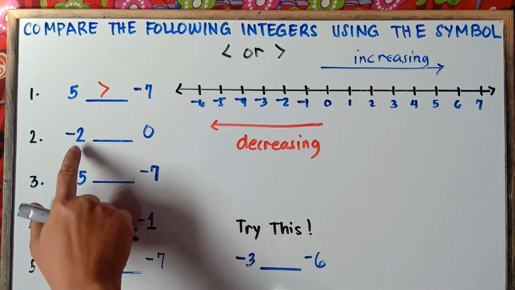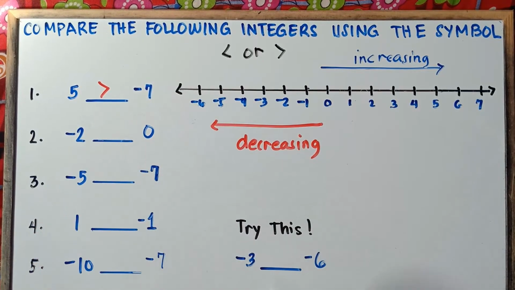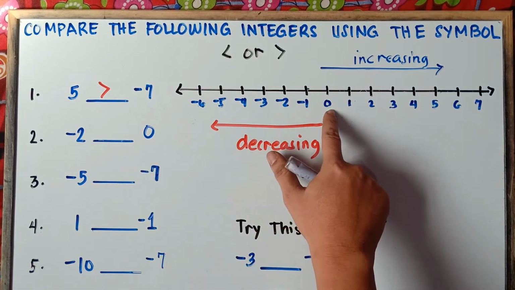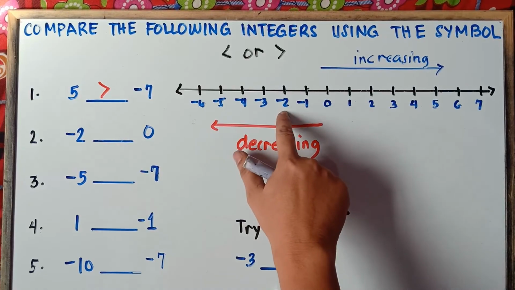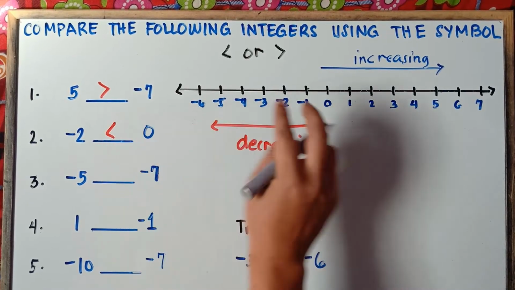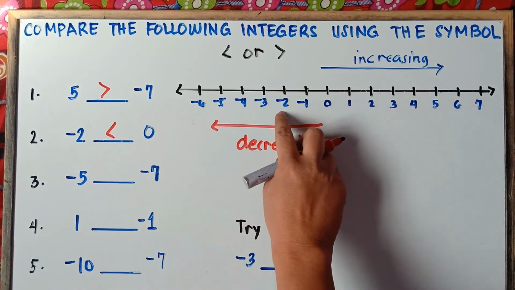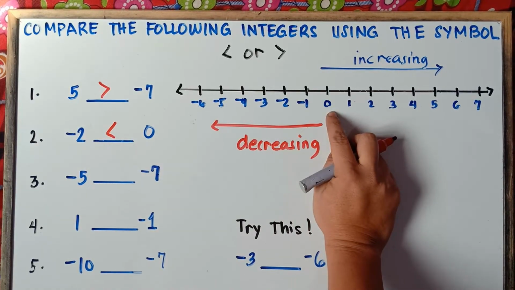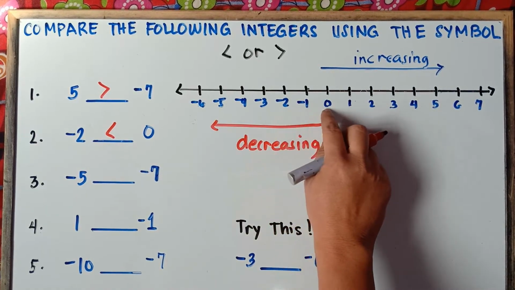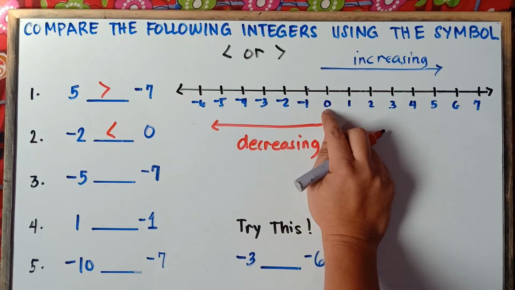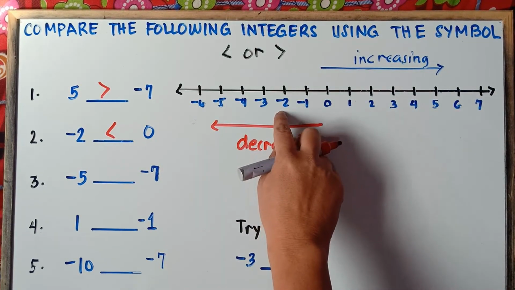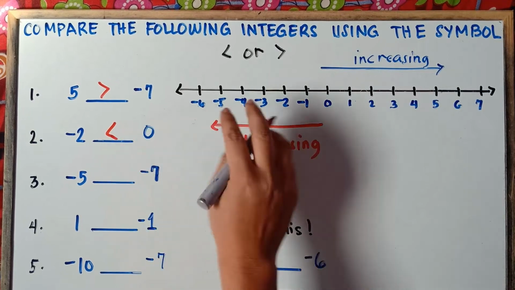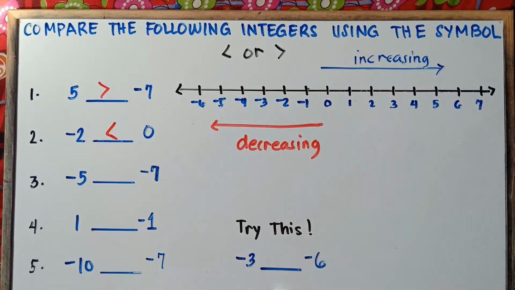Alright, for number 2, negative 2 and 0, what's the answer, class? Negative 2 is on the left of 0. Therefore, negative 2 is less than 0. Easy as that, class, because negative 2 is on the left of 0, and 0 is near all positive numbers. If you have the number line, you have your guide. Very easy to answer this one.